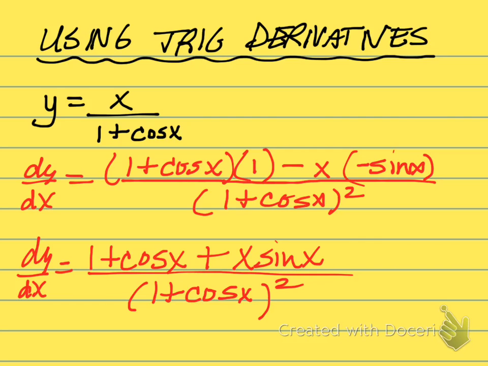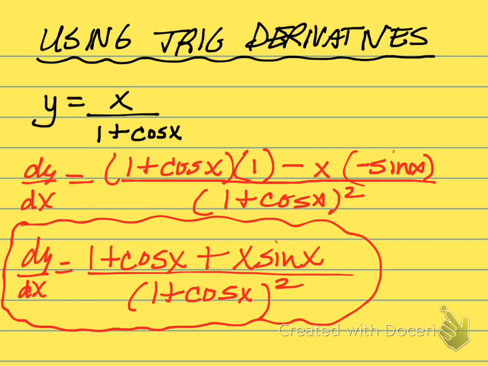Now, in some problems, you'll be able to simplify at the end. In some problems, you can even simplify at the beginning using your trig identities. But many times, when you involve trig with the quotient rule or the product rule, your answers come out kind of ugly. And you can't really simplify anything, and this is one of those cases. So this is actually the answer that we would leave for the derivative of x over 1 plus cosine of x. The quotient rule has not changed at all.